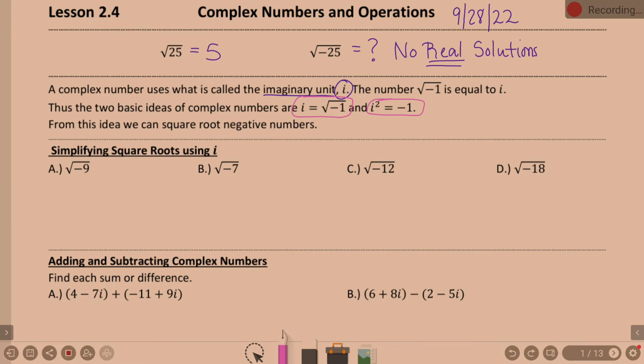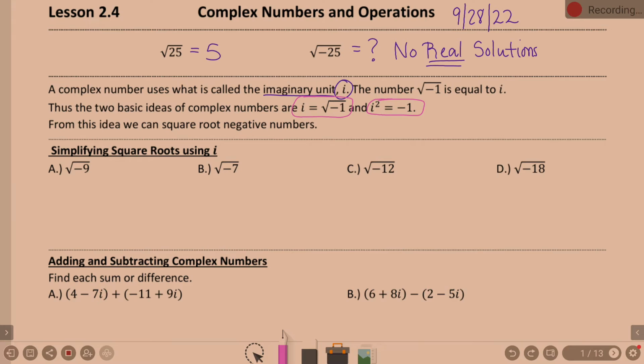From this idea, we can take square roots of negative numbers, and we can solve equations that previously we might not have been able to solve. So, square root of negative 9. I should have made this one square root of negative 25 so we could go back to that problem, but square root of negative 9. What do you see here? You see the square root of 9, yes? 3. And our brains say 3, and there's a negative there. And that negative is going to say, instead of just saying 3, we are going to say 3i.